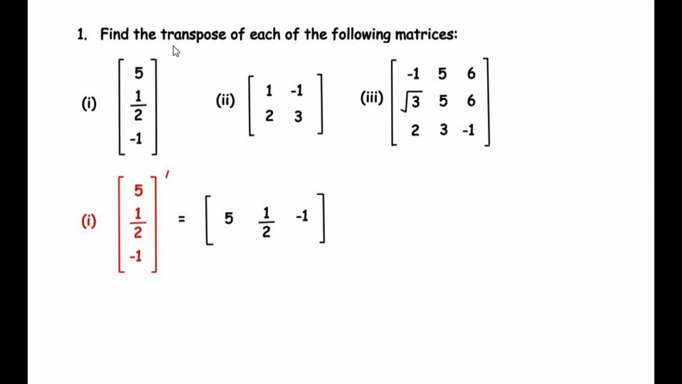Now let us first understand what does transpose mean. A transpose of a matrix is one in which the column turns into a row or a row turns into a column. So you can see it in both the ways.